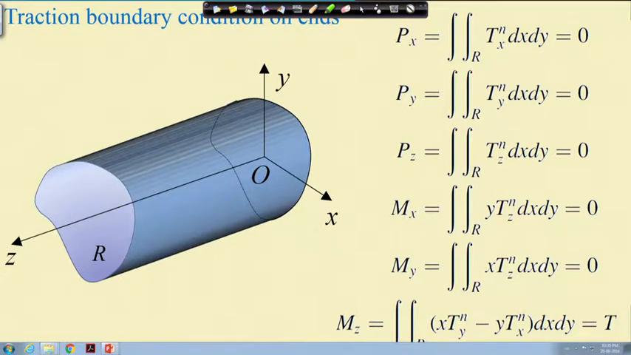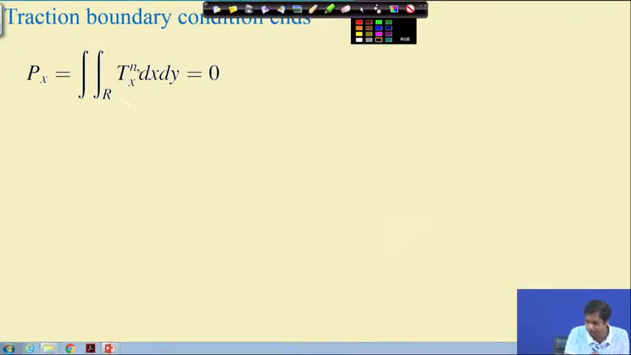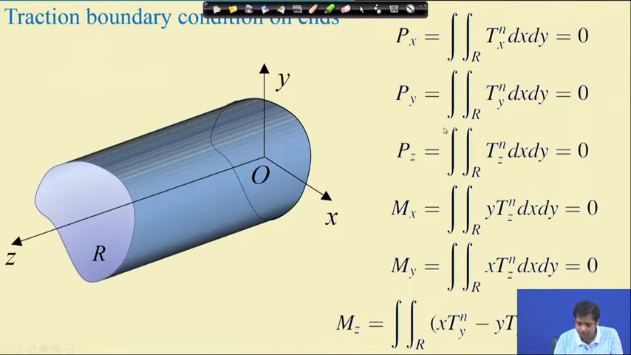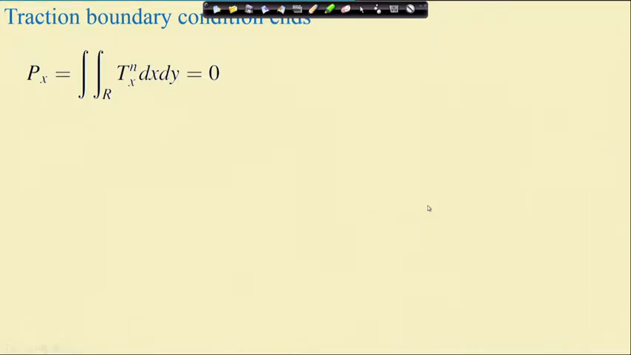Okay. So, first case is this, the expression for Px. Now, if I substitute the expression for Tx, and if you look at Tx in the previous slide, Tx was plus or minus sigma xz. The plus or minus depends on which end we are considering, whether nz is equal to minus 1 or nz is equal to plus 1. But the main thing is that the component in the x direction is sigma xz. Okay. So, let us write that.